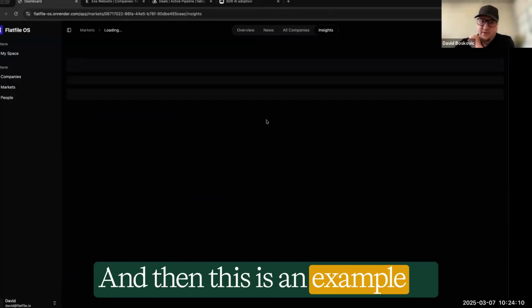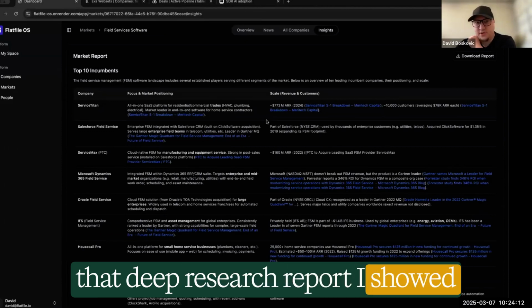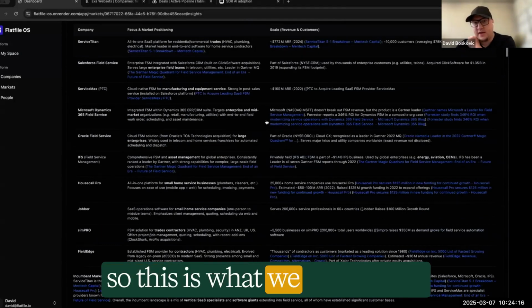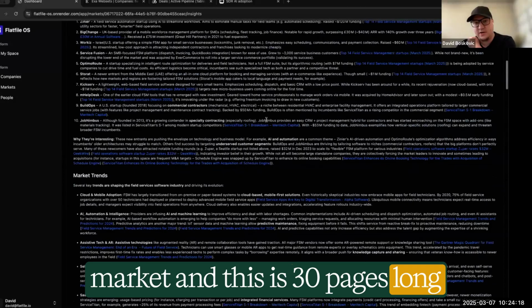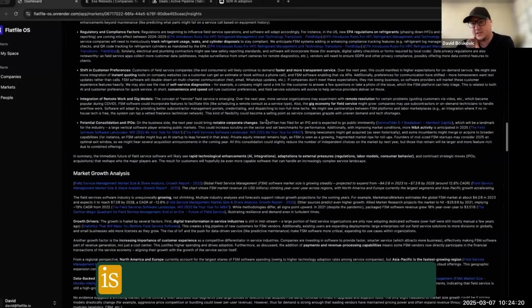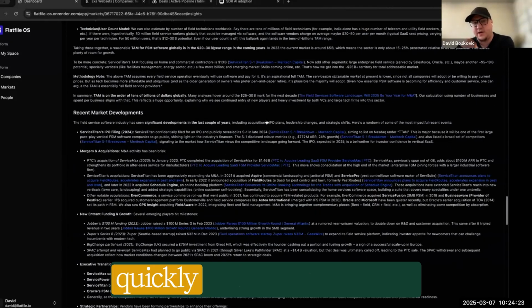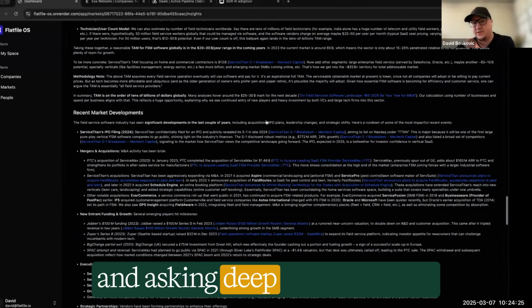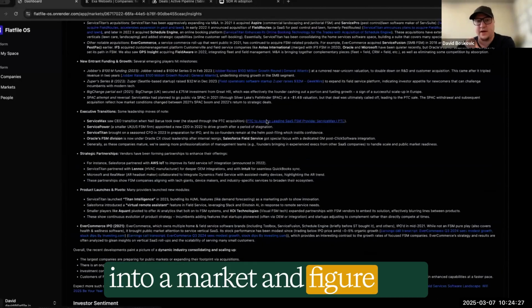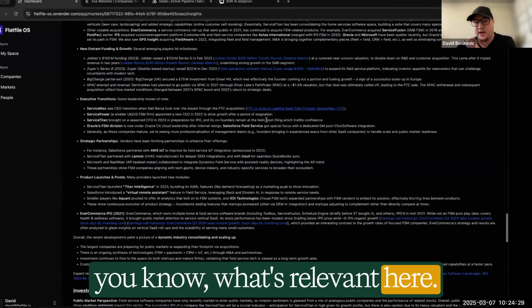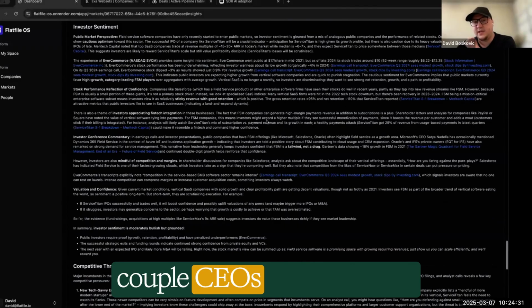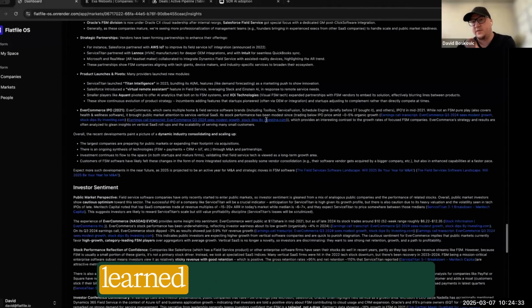And then this is an example of that deep research report I was mentioning. So this is what we get out of a market, and this is 30 pages long. So it's a lot to get into, but this is essentially the core context. So you can get there pretty quickly by a decent prompt and asking deep research to go into a market and figure out what's relevant here. And I shared this with a couple CEOs in the market, and they're like, wow, I learned something from this.